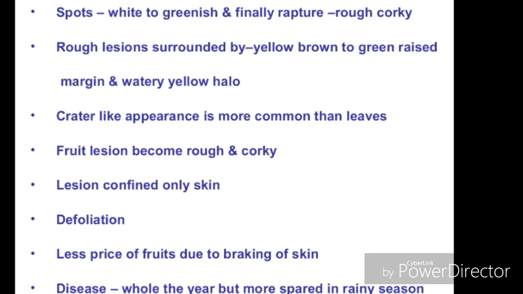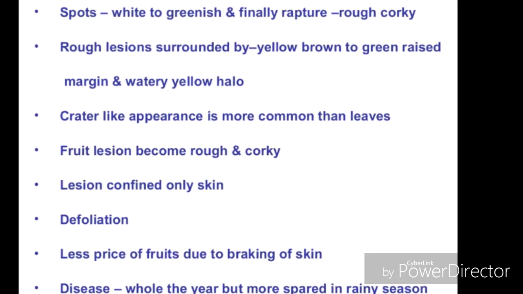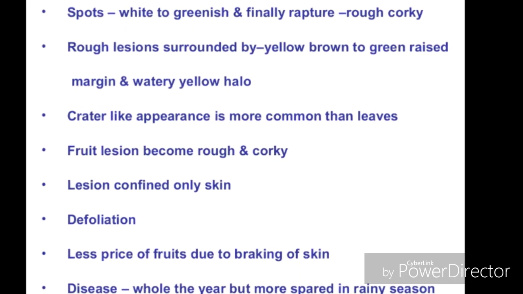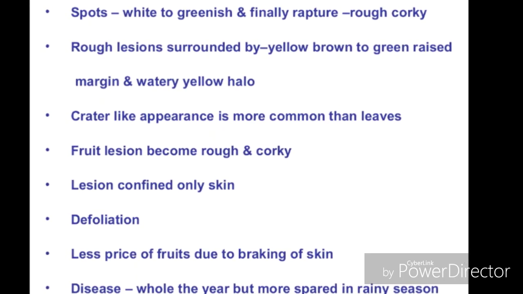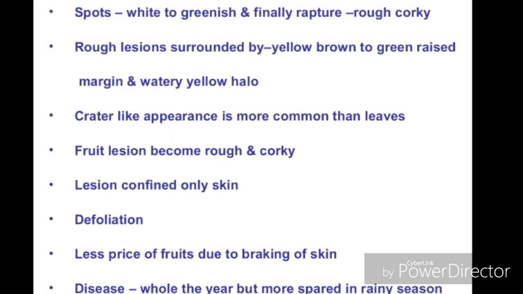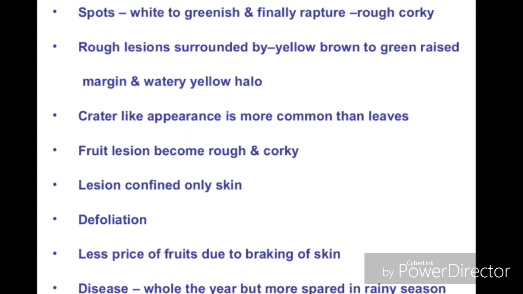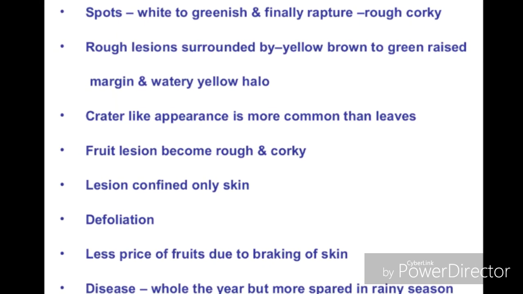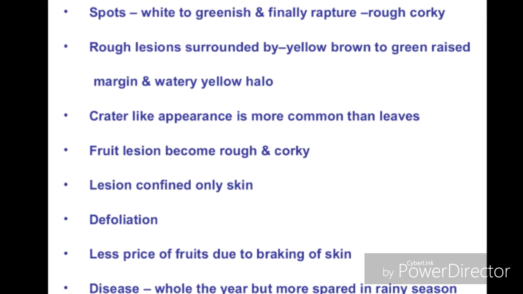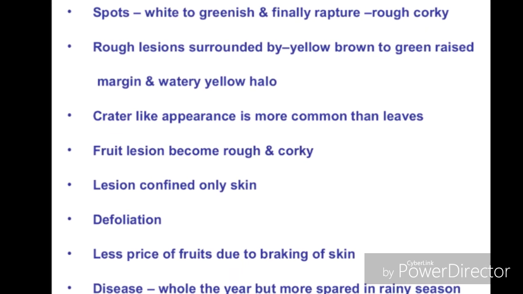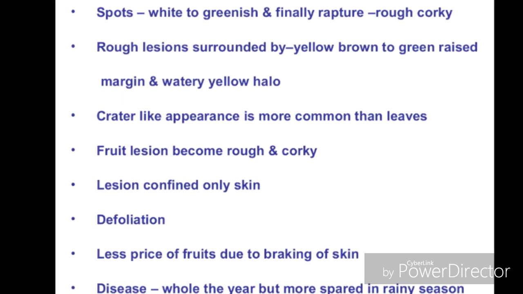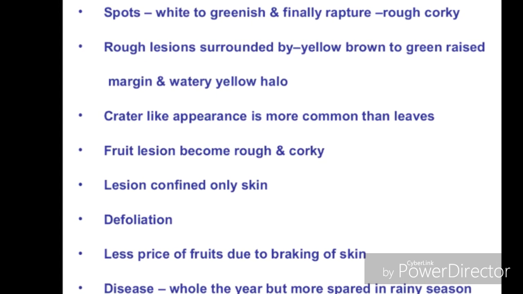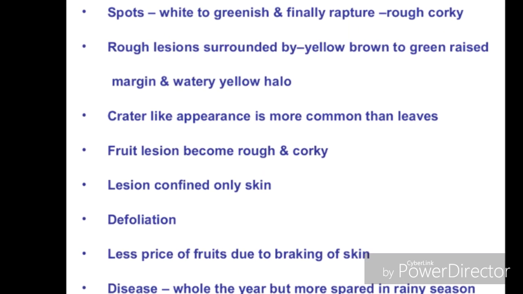The spot is white to greenish and finally red, rough and corky. Rough lesions are surrounded by a yellow-brown to green raised margin. It can have a watery yellow halo-type structure. A crater-like appearance is more common on leaves. Fruit lesions will be rough and corky, and defoliation can occur. The price of the fruit is reduced because its quality decreases, and the disease spreads in the rainy season.